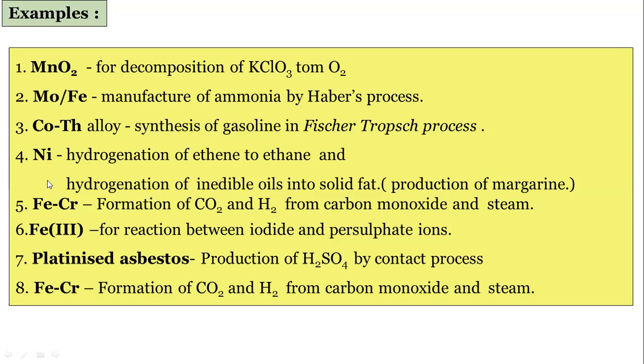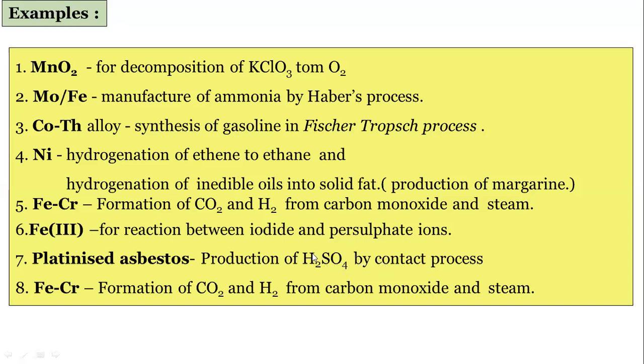Then Fe and chromium are used for the formation of CO2 and H2 from carbon monoxide and steam. Fe3+ is used as a catalyst for the reaction between iodine and persulfate ions. Then platinized asbestos is used for the production of H2SO4 by the contact process.